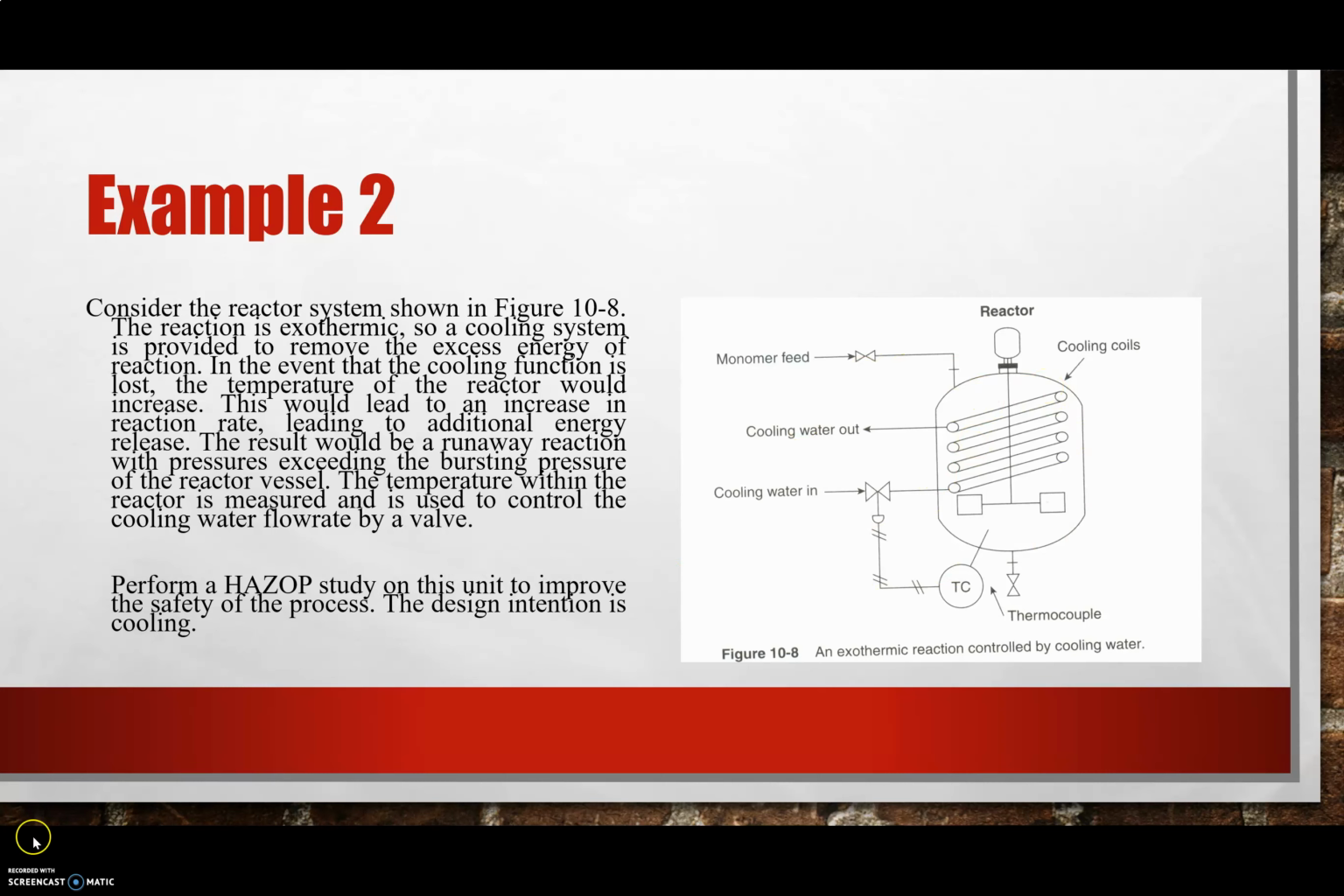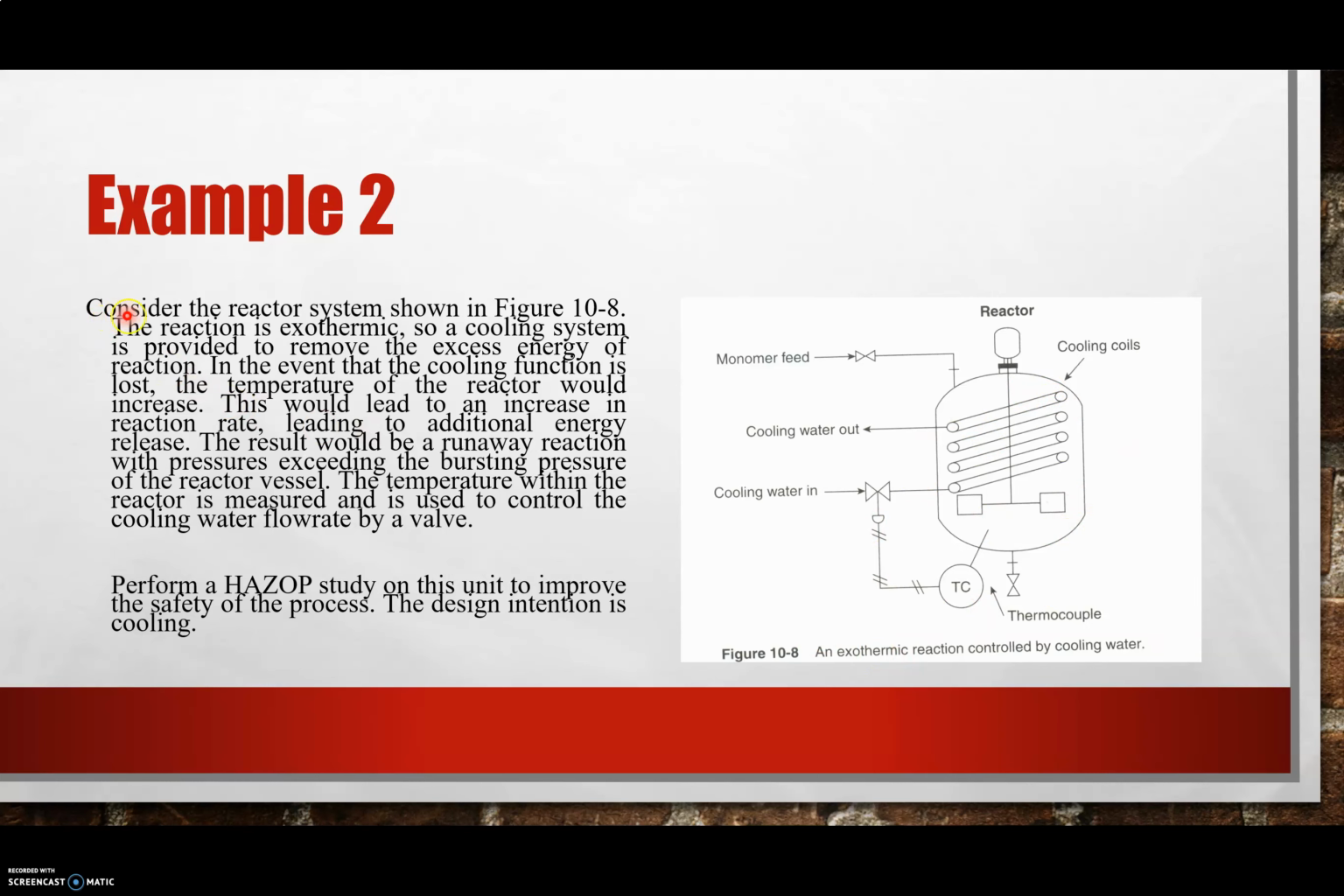Okay, this is your unit. We choose a reactor as a unit, and your task is to find which one is your nodes and start doing your analysis or your studies. You have your feed, cooling water out, cooling coils, cooling water in, and also a thermocouple. This is the reaction control for your reactor.